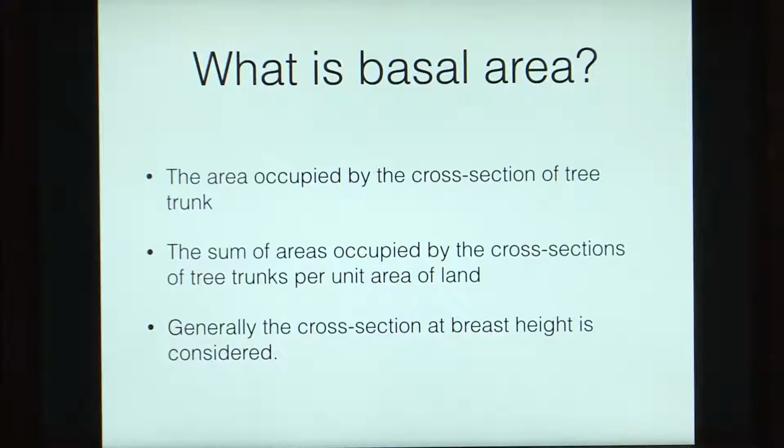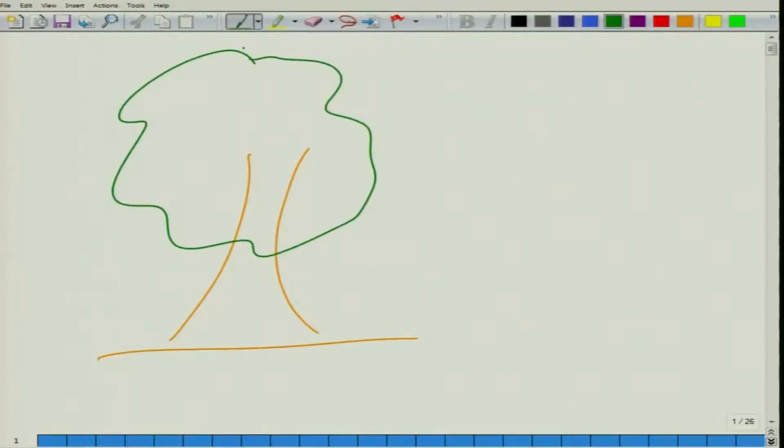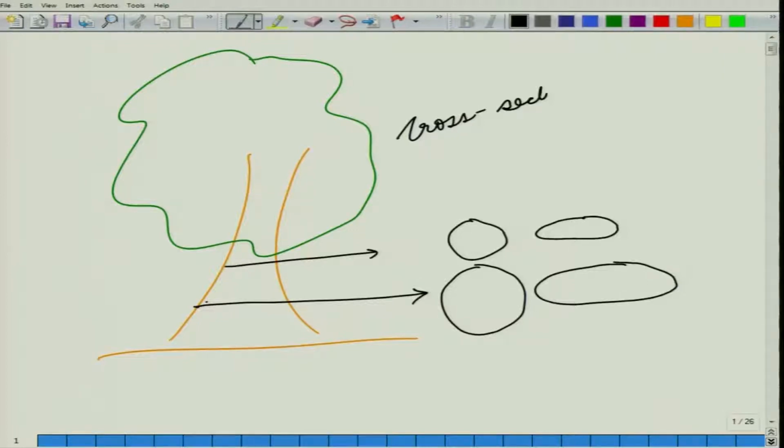That is, if we drew a tree, if this is a tree, and if we took any cross section, so suppose we take a cross section here, it will look maybe as a circle, or maybe it could be elliptical or some irregular shape, or we could take a cross section here which should be a smaller circle or a smaller ellipse or a smaller irregular shape. So these cross sectional areas are known as basal area.